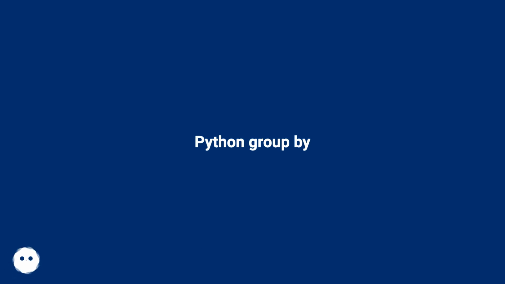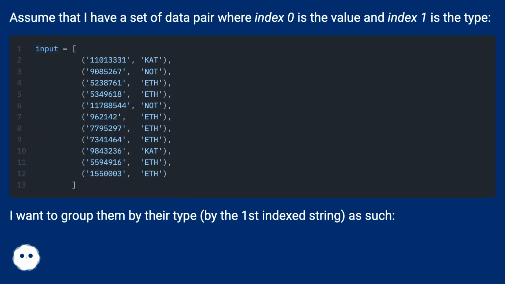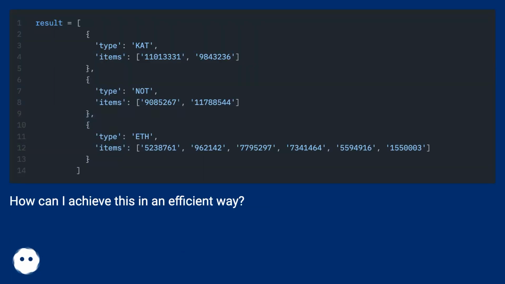Python group by. Assume that I have a set of data pairs where index 0 is the value and index 1 is the type. I want to group them by their type, by the first index string, as such. How can I achieve this in an efficient way?